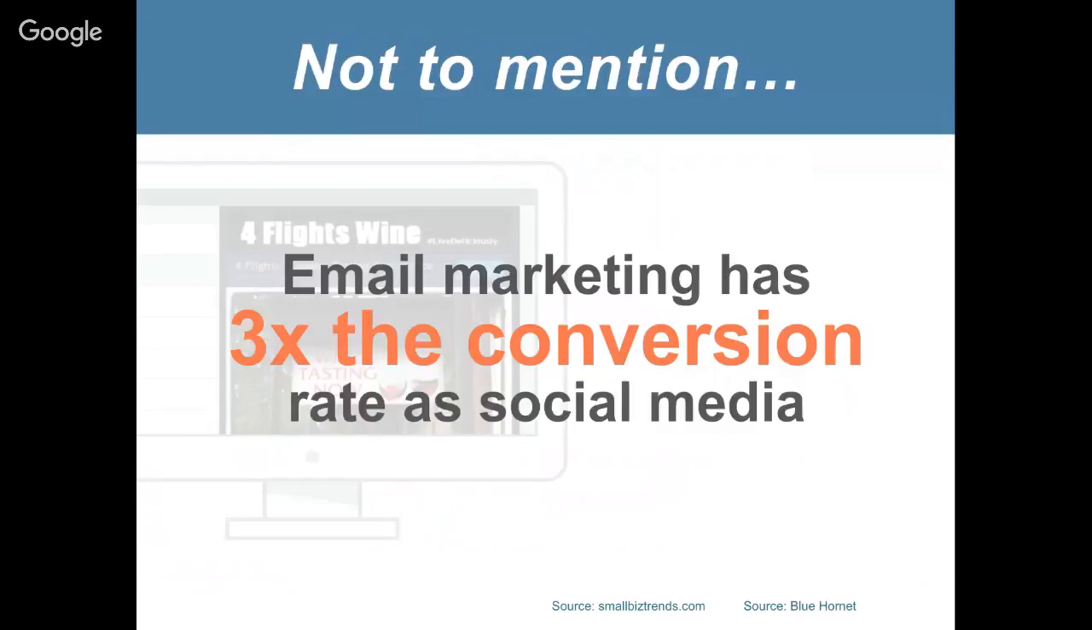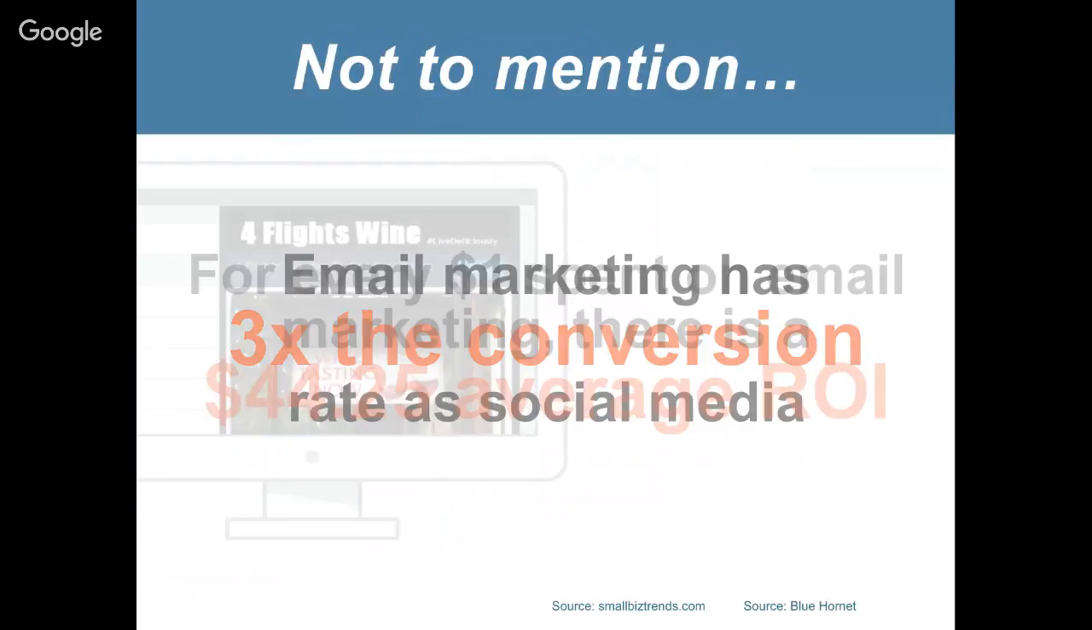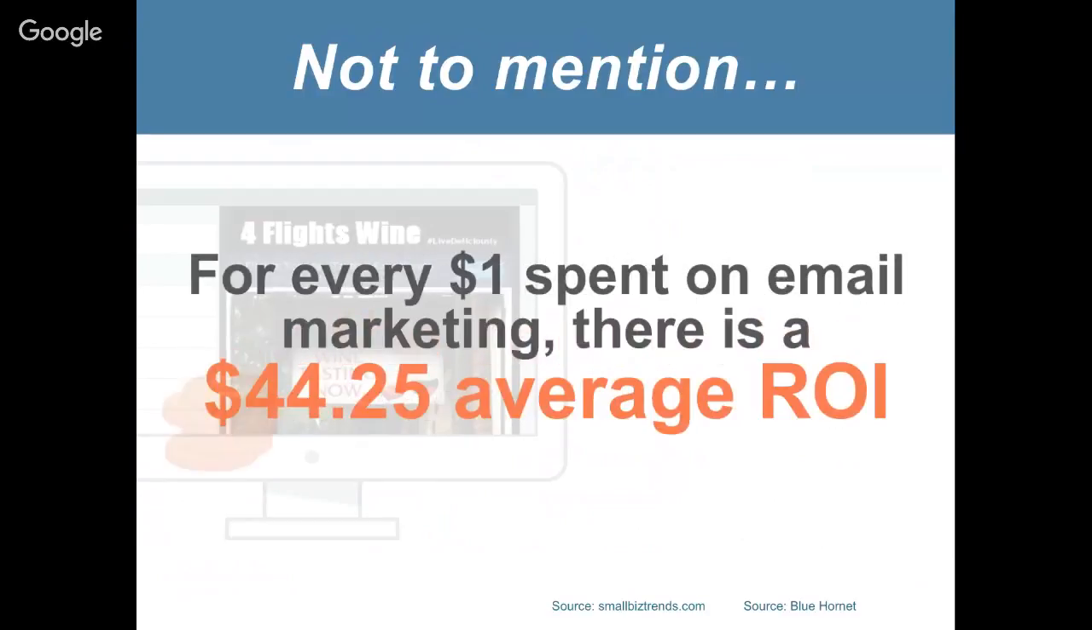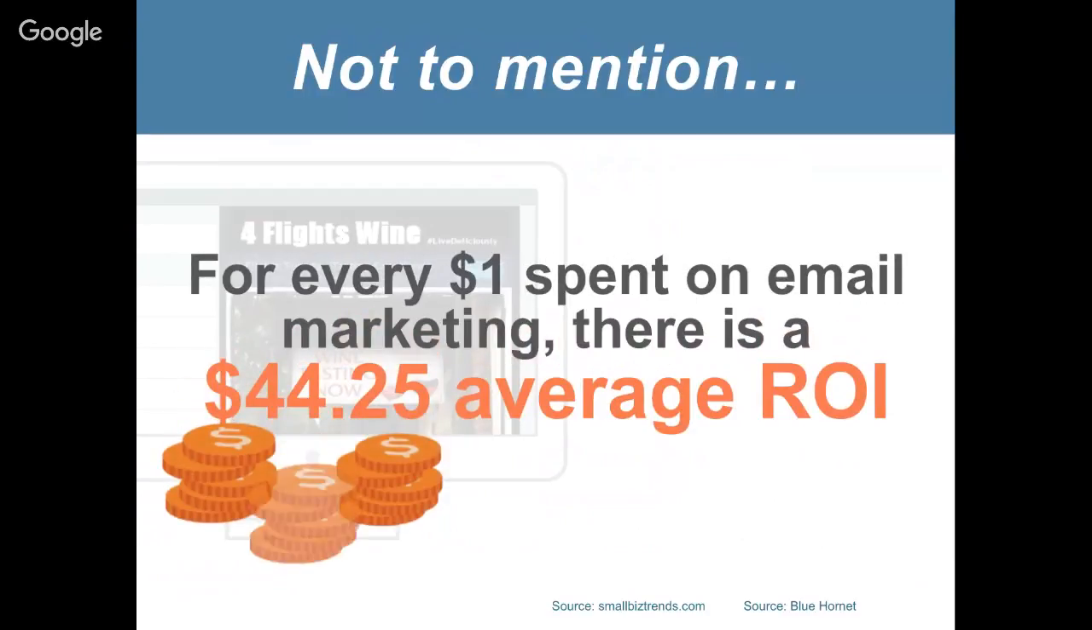So, email marketing also has 3 times the rate of conversion as social media. And what that means to you is that for every buck you spend on marketing, there's an average $44.25 return on investment inside of every email. This is from Small Biz Trends. They actually looked at this through a service from Blue Hornet, and that's just amazing dollars. And when you think about what $20 can get you with Constant Contact, it's pretty easy to see why.